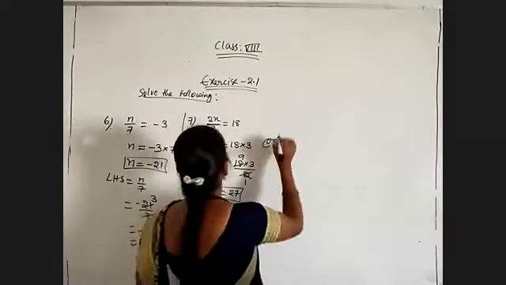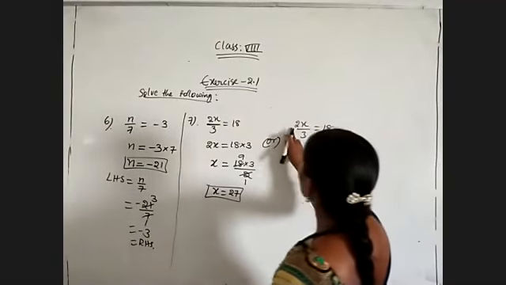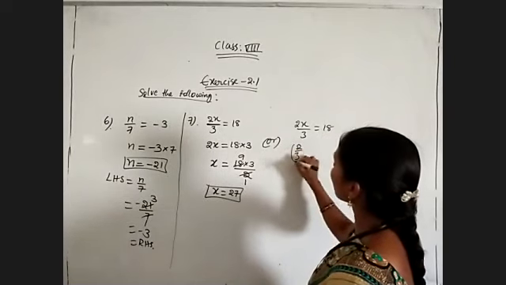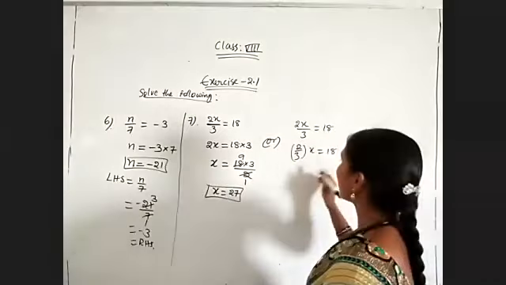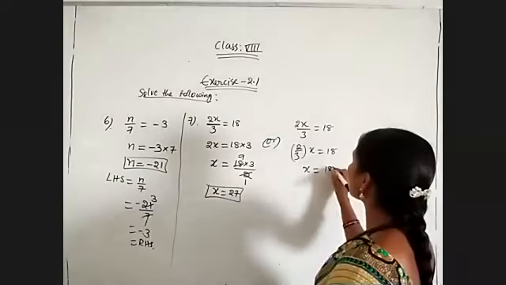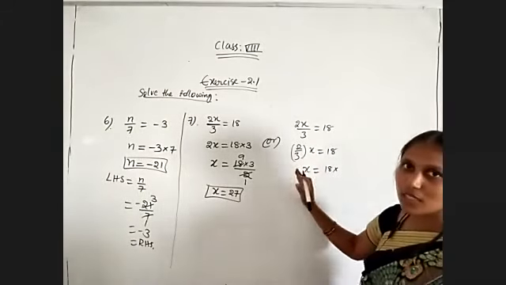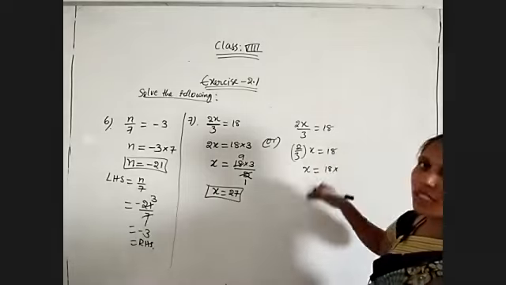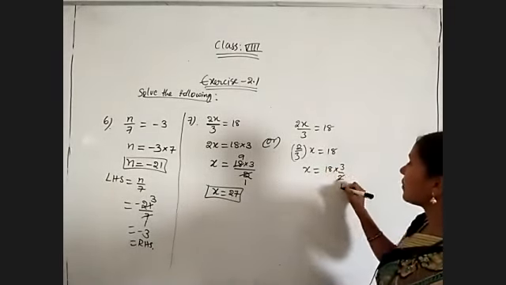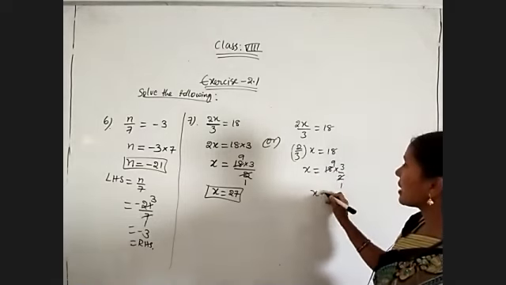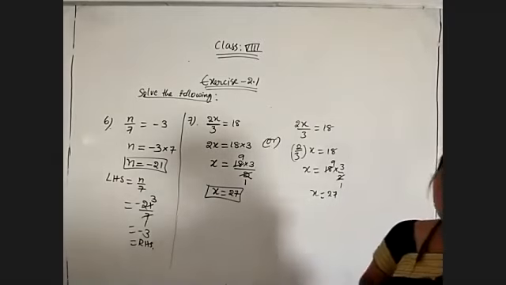Otherwise, 2x by 3 is equal to 18. That means, just observe, 2 by 3 into x is equal to 18. Now please remember this: when you are moving a fraction number to the other side, you need to take its reciprocal. So 2 by 3 will become 3 by 2. 2 ones are 2, 2 nines are 18. So x is equal to 27. That's all. So check the result.